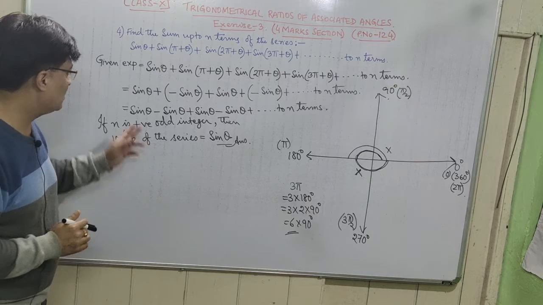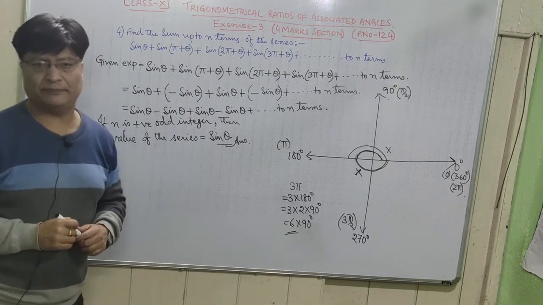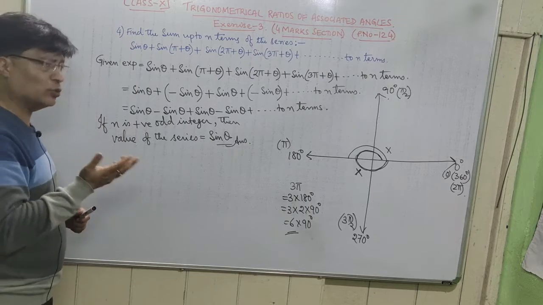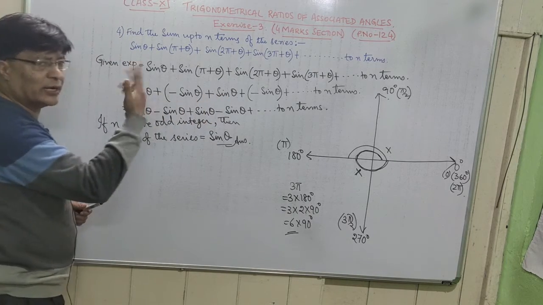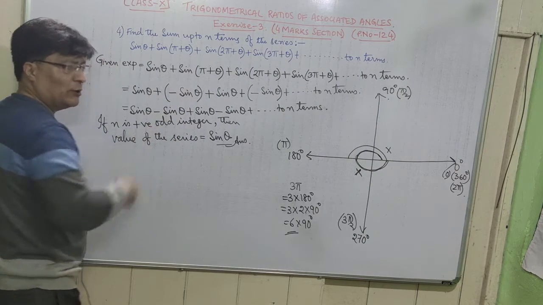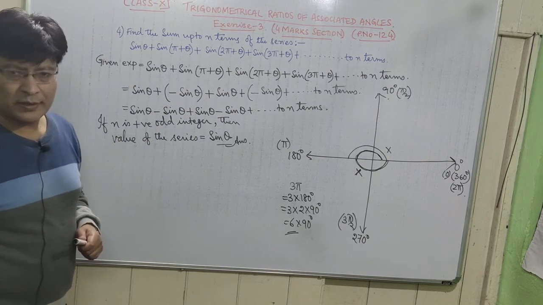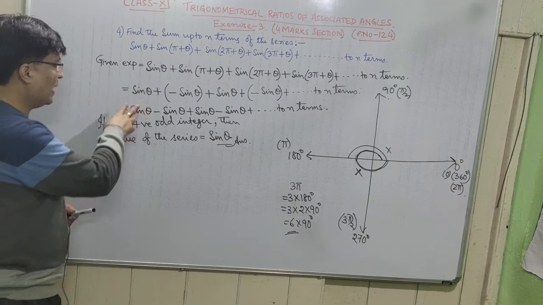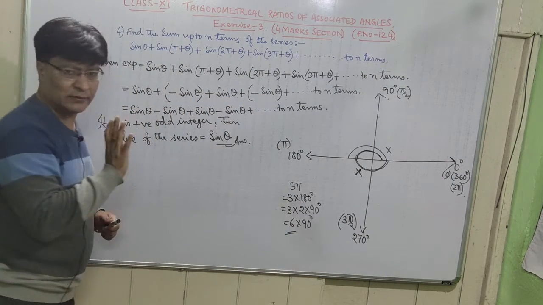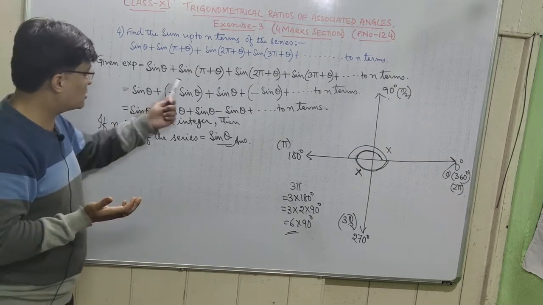Suppose n is a positive even integer. So what happens now? Suppose you put n is equal to 2. If you put n is equal to 2, there are 2 terms only. There will be sine theta minus sine theta only. Both of them will be cancelled. You will get 0. If n is equal to 4, you will have sine theta minus sine theta plus sine theta minus sine theta only. There are 4 terms. All these terms will be cancelled.